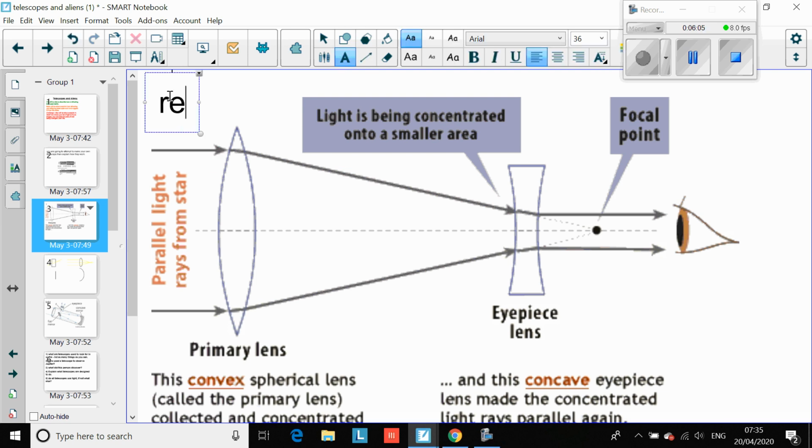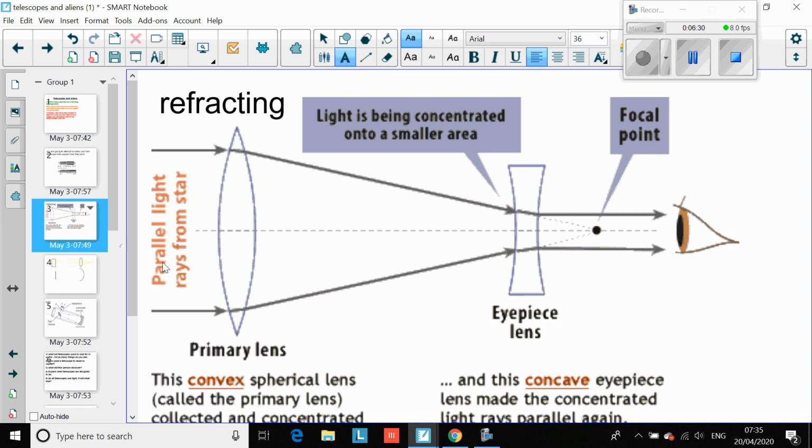So this is a refracting telescope, and it's called refracting because what it does is it refracts the light. Refracting means bending. So it refracts or bends the light first through this lens to bring the light together, to focus it, to concentrate it, and then through this eyepiece lens to bring the beams of light back parallel, so we get a nice focused image.